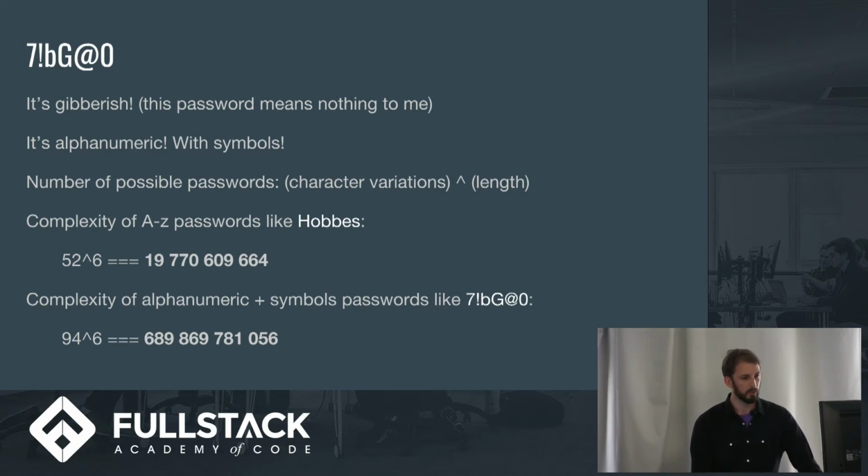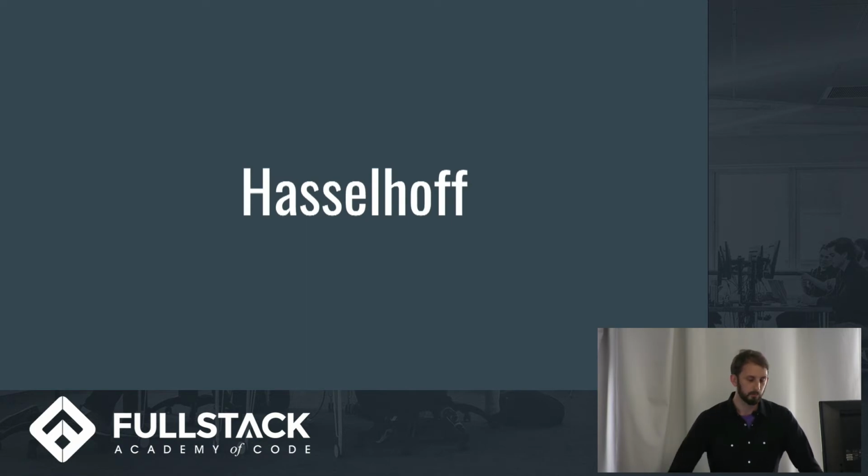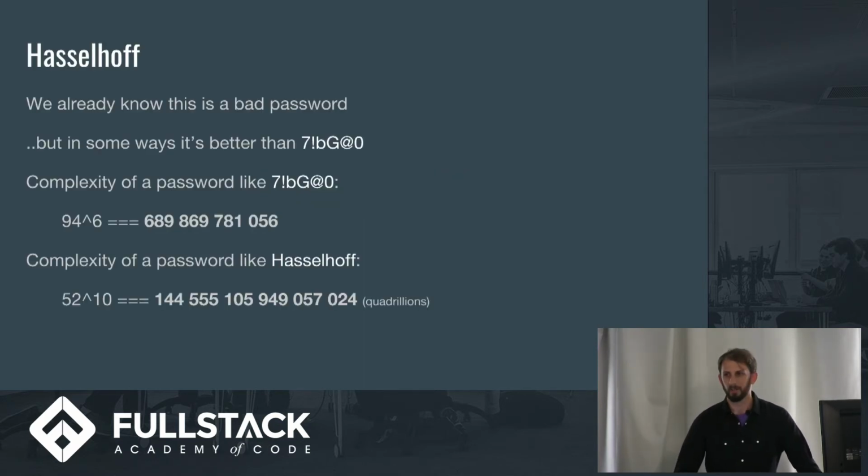And we can illustrate this with another password. Let's assume for a moment that David Hasselhoff is one of my heroes, and I really want his surname to be my password. We already know this is a bad password. It might be in one of those lists of common passwords. It's very personal to me, theoretically. But in some ways, it's better than the one that we looked at previously. The complexity of the previous password is 600 odd billion. The complexity of a password like Hasselhoff, though, even though it's just A through Z characters, upper and lowercase, is measured in the hundreds of quadrillions. This makes it much, much harder for a brute force attack to try to guess this password.